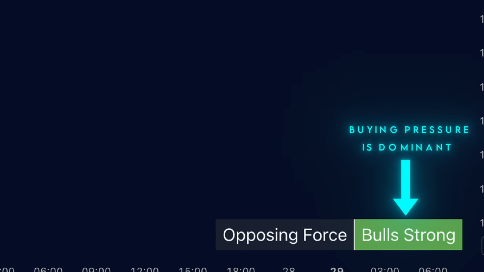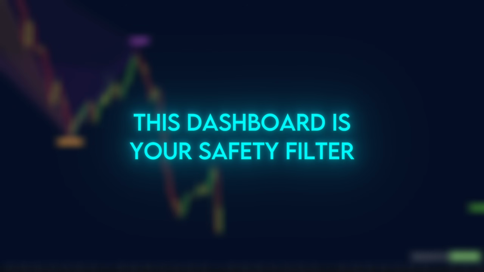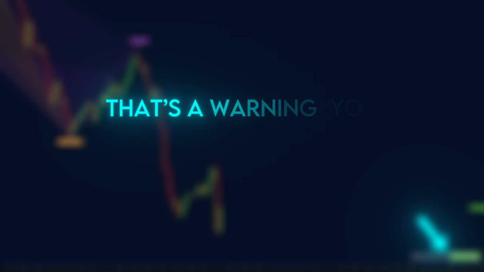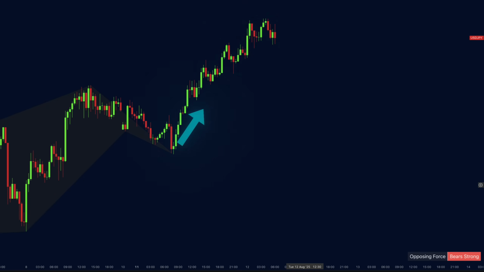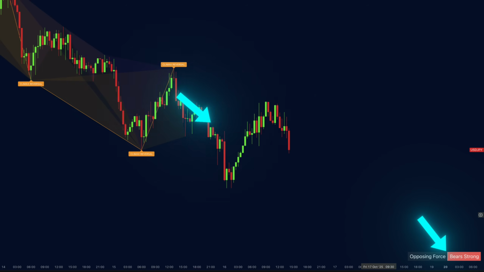When the box is green, buying pressure is dominant. When it's red, selling pressure dominates. This dashboard is your safety filter. If you see a bearish pattern but the dashboard is strongly green, that's a warning you might be fading a strong trend. If you see a bullish pattern with a red dashboard, same thing. You want pattern signals aligned with dashboard strength.